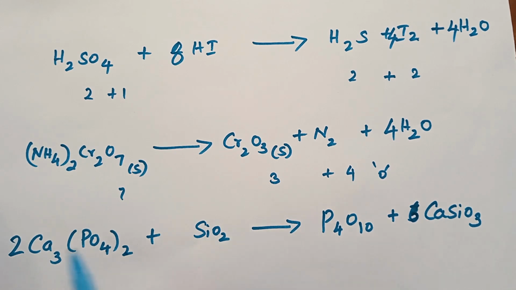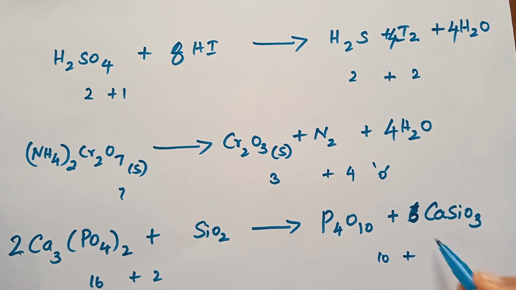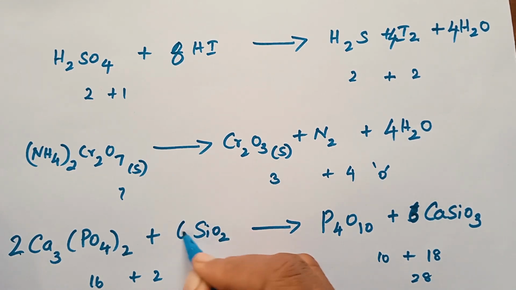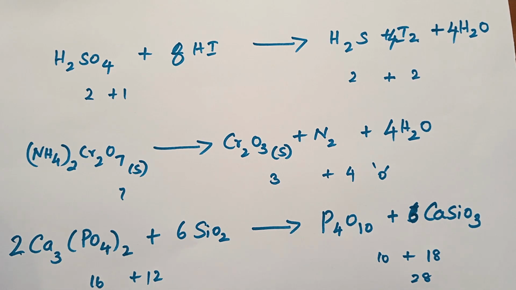Now I'll check for oxygen. It is 8. 8 2s are 16 plus 2 oxygen. So 18 oxygen atoms are there. Okay, here 10 plus 6 3s are 18. So I need 18. Here it is 28. I need 10 more. So I am adding here 6 so that it becomes 6 into 2, 12. 12 plus 16 is 28. Here also 28. And calcium is 6, here also 6. And silicon is 6, here also 6. So everything is balanced now.